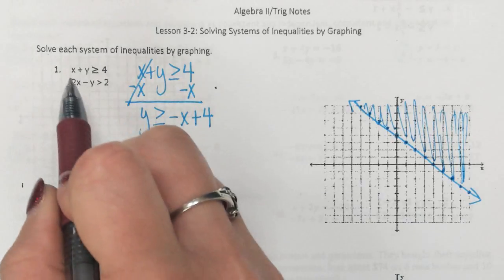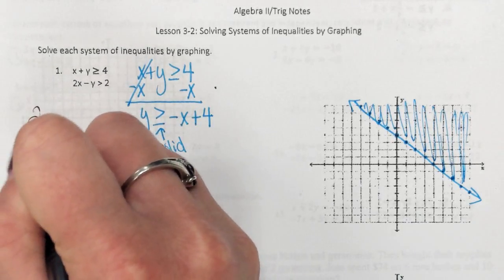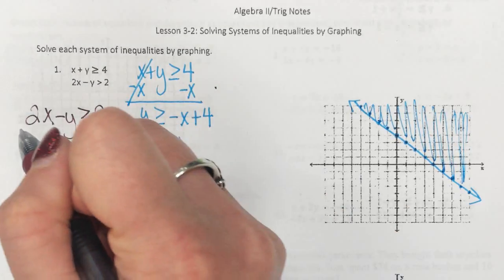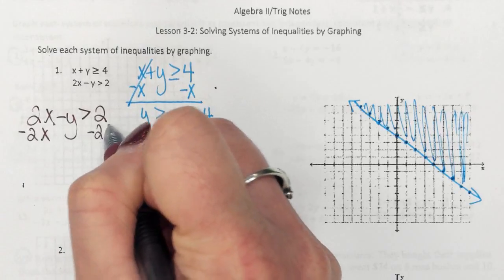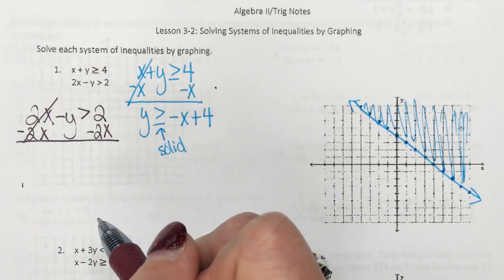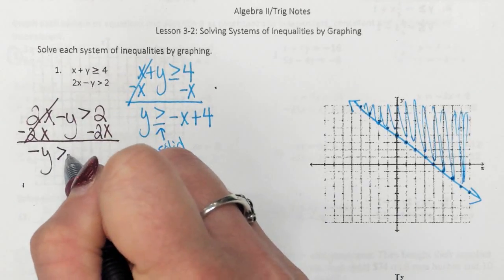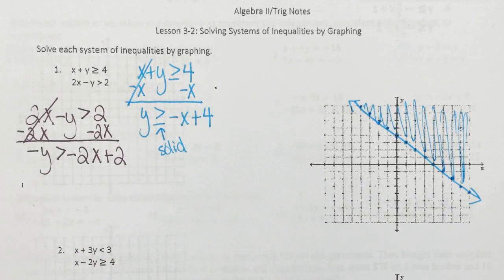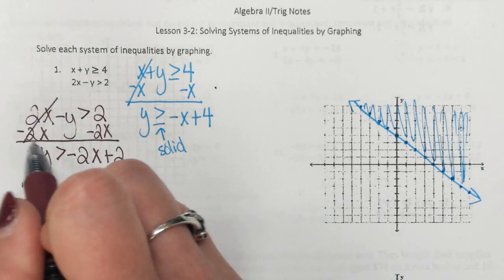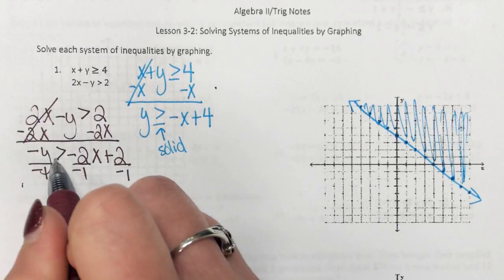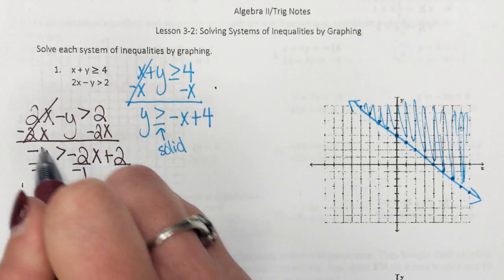The new part comes in where we're going to graph the second one on that same line. So if I'm going to graph, I have to get y by itself. So I'm going to subtract 2x. So that negative y is greater than negative 2x plus 2. All right, how do I get rid of that negative? You divide by negative 1. What happens when you divide by a negative? Flips the sign. There you go.